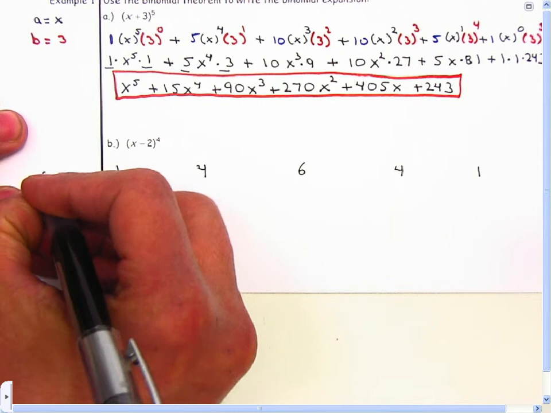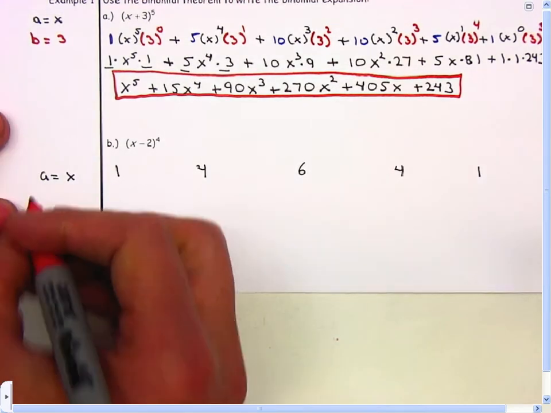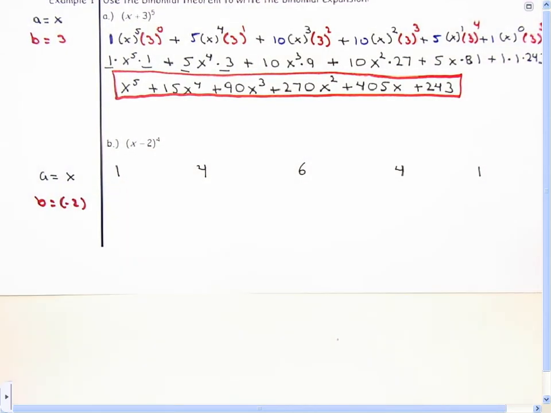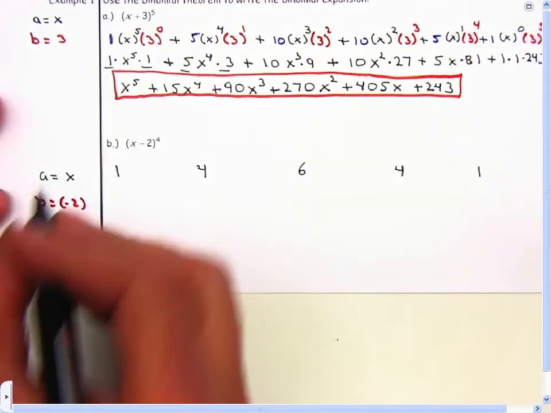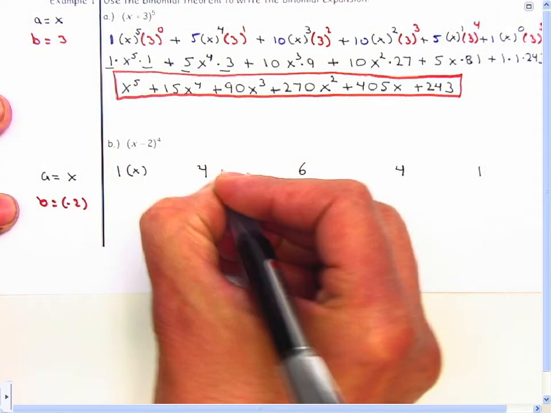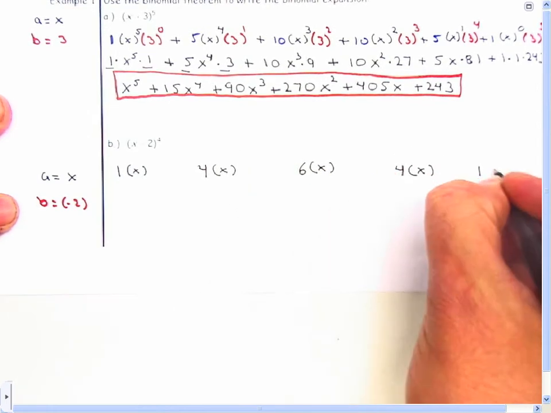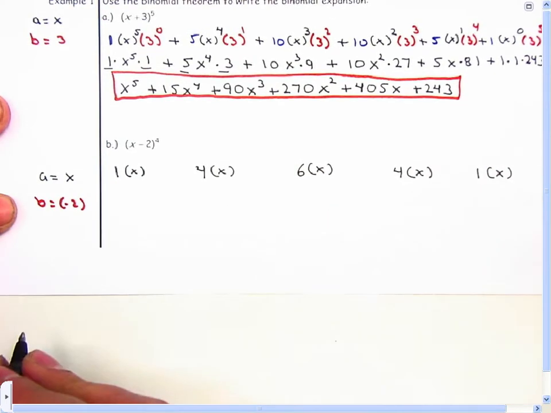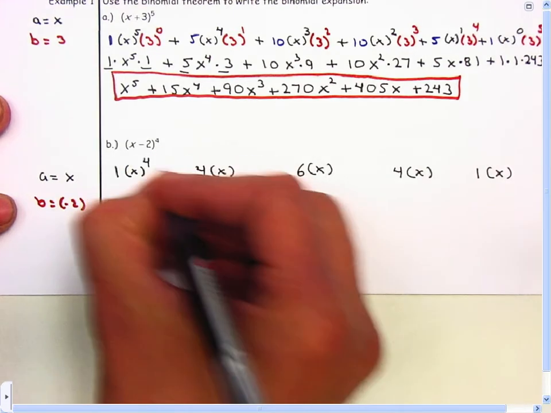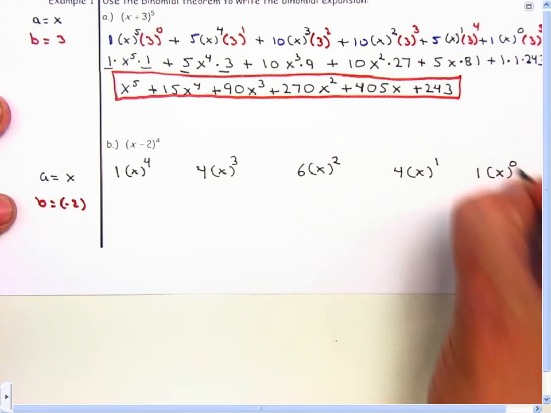Once you have written it down, we are going to write down the values of A and B. In this case, the value of A will be x, and the value of B will be -2. And we're going to start through the process. Let's start with the letter A. That'll be x, x, x, x, x. We're going to start with the exponent 4. We'll go down to 3, 2, 1, 0.